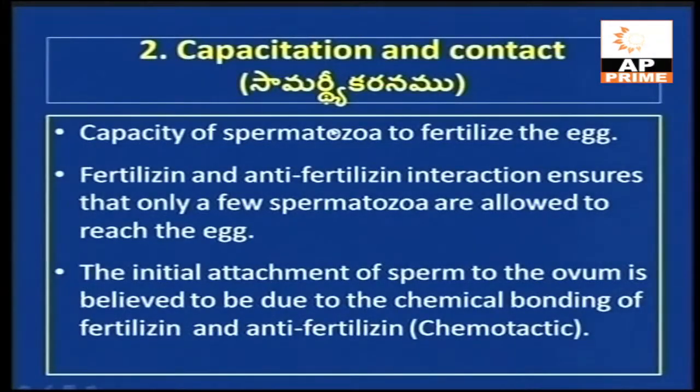And the second one, capacitation and contact. We call this capacitation. So many spermatozoa are released into the water media as well as into the reproductive tract of the female organisms, but only one sperm will be involved in the process of fertilization. Here the mechanism, that means the approach of male and female gametes, as I already told you, is chemotactic.